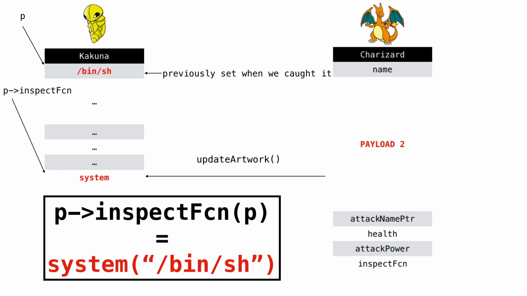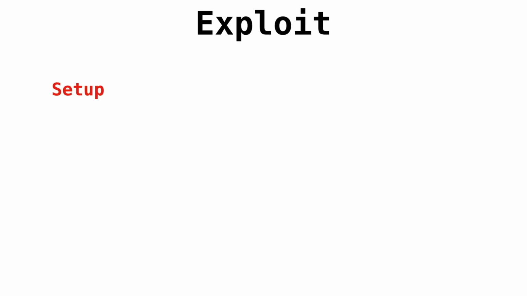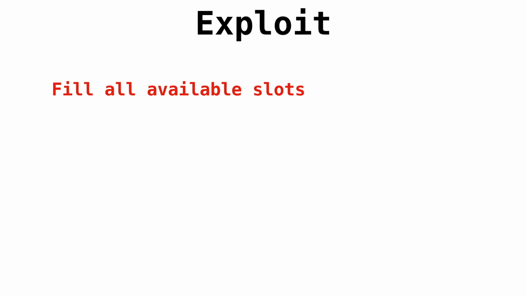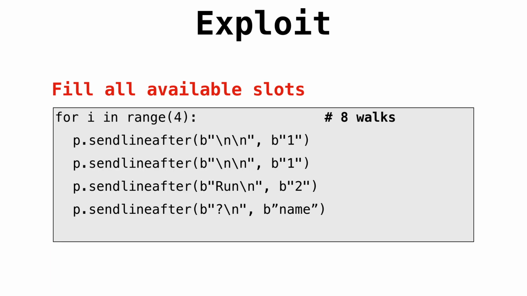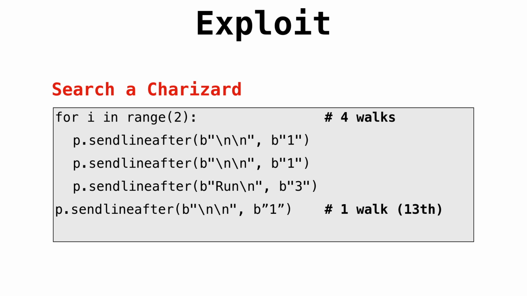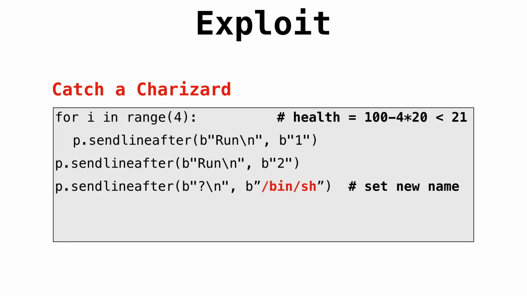Let's see how to implement this exploit. We begin just with the normal setup. Then we need to fill the available slots for a total of 8 walks. Then we keep walking to find the Charizard. We fight it so that its health is less than 21 and we're gonna be able to catch it. And finally we set its new name.